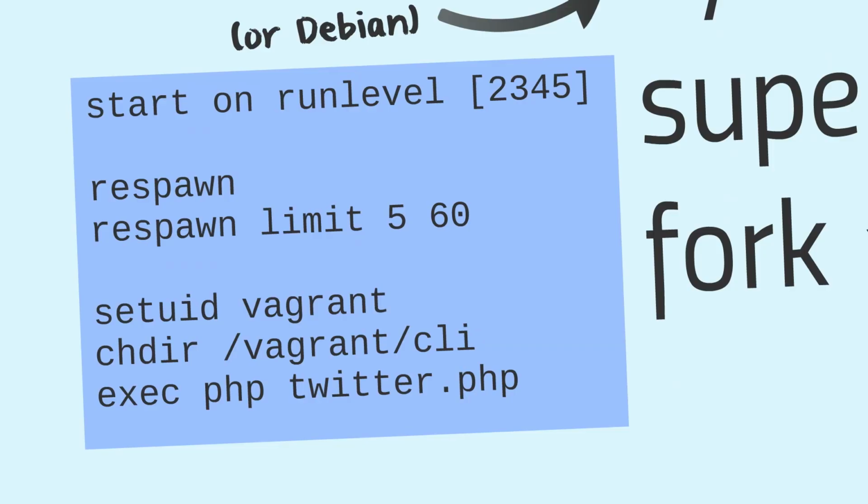Here, I'm just saying, hey, this was back when I was running this stuff on Vagrant. So here, I want it to set the user. I'm going to change the directory, so I'm in that directory. I'm just going to execute the file. So this is the command to run. It's PHP, twitter.php, and that thing starts consuming Twitter's streaming API.